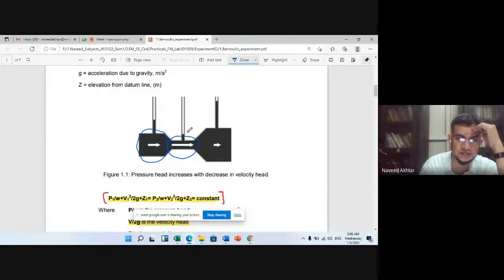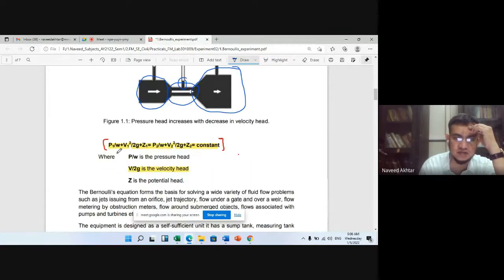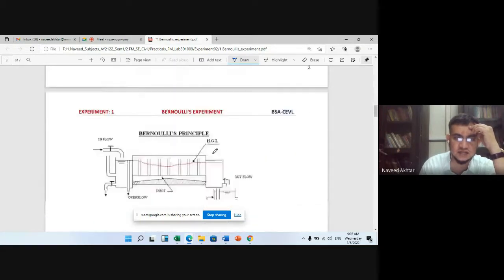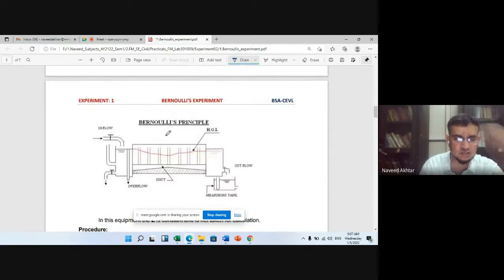In the convergent section the velocity increases and the pressure head decreases, and then in the divergent section the velocity reduces and the pressure head increases. So if we take section 1, section 2, section 3, we have to prove that P1 upon rho g plus V1 square upon 2g plus z1 is equal to P2 upon rho g plus V2 square upon 2g plus z2 is equal to constant. This is what we have to prove, and this is the Bernoulli's apparatus.